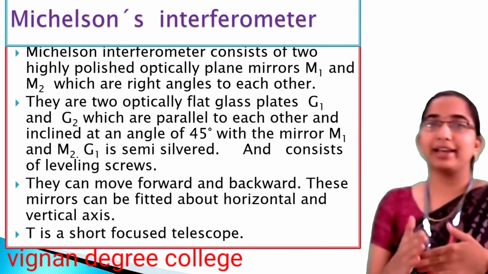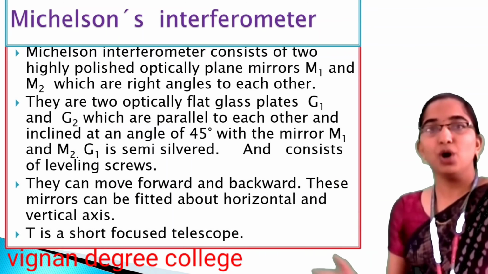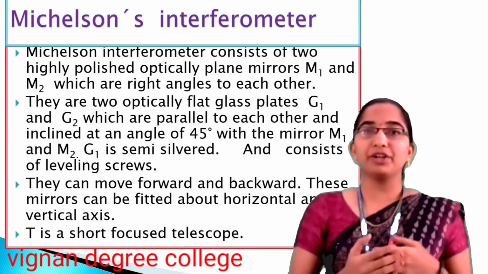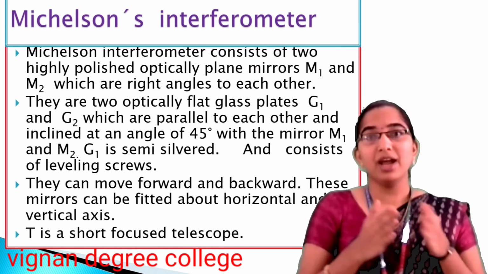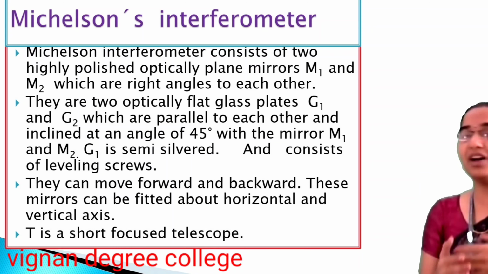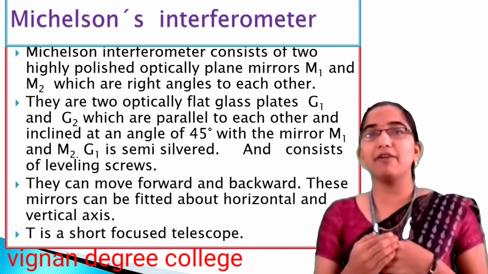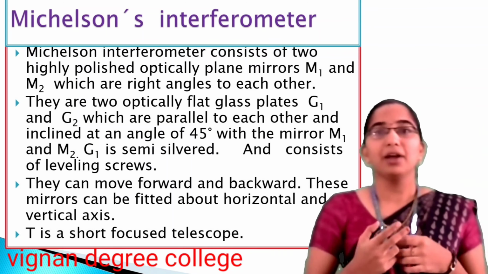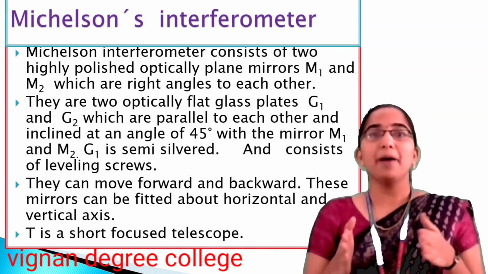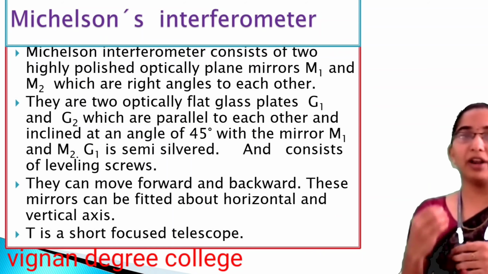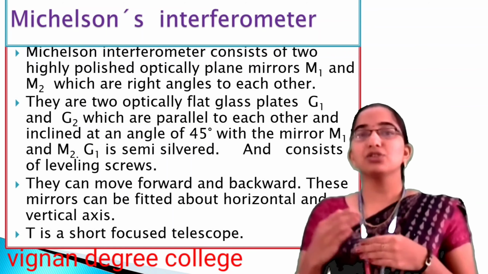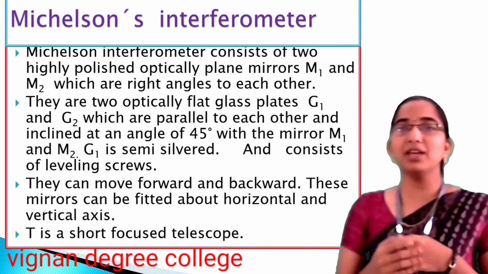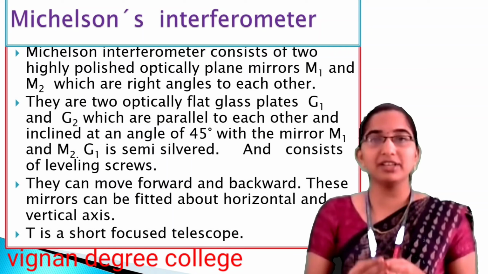They are optical glass plates G1 and G2, which are parallel to each other and inclined at an angle of 45 degrees to the mirrors M1 and M2. Next, G1 is semi-silvered and consists of leveling screws.